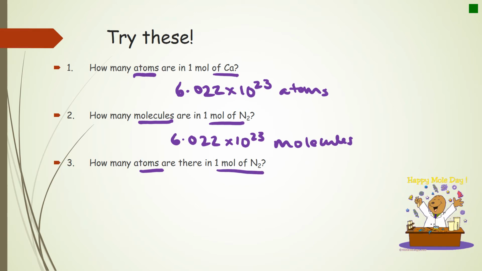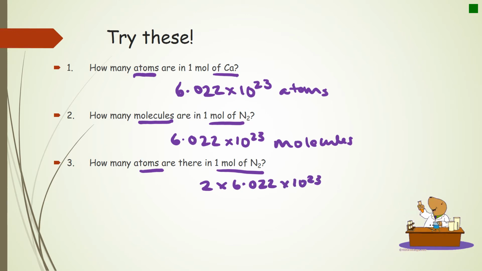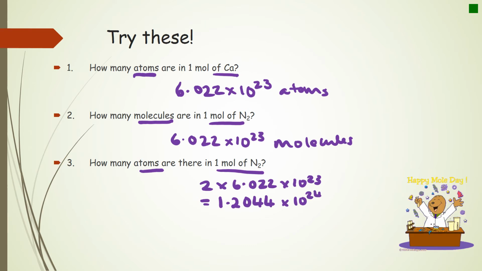Now our final problem says how many atoms this time are there in 1 mole of nitrogen molecules. So if there were 6.022 by 10 to the 23 molecules of nitrogen, using the formula, you can see that there are twice as many atoms. So the number of atoms would be 2 times 6.022 by 10 to the 23, which would equal 1.2044 by 10 to the 24 atoms. Now you can see here that the terminology is really important. So you're going to have to read the questions extra carefully.